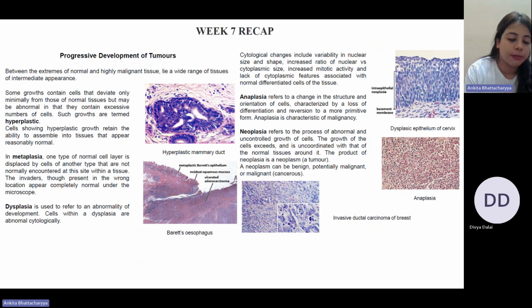So within the esophagus, you are able to see cells from a different region. This is metaplasia: while the cells look normal, they are present at a site where they are normally not supposed to be present. So that is metaplasia. The third type is dysplasia, which is used to refer to an abnormality of development.